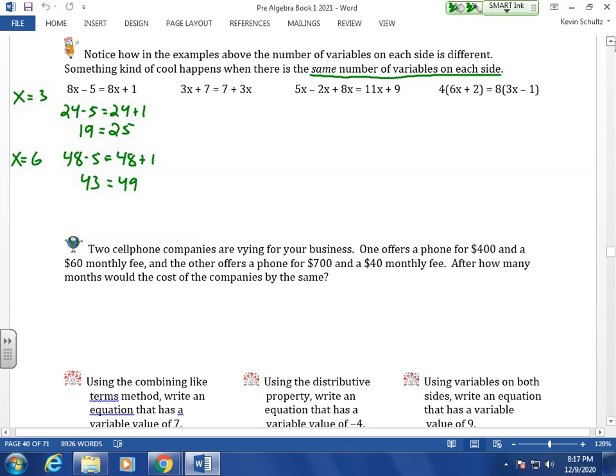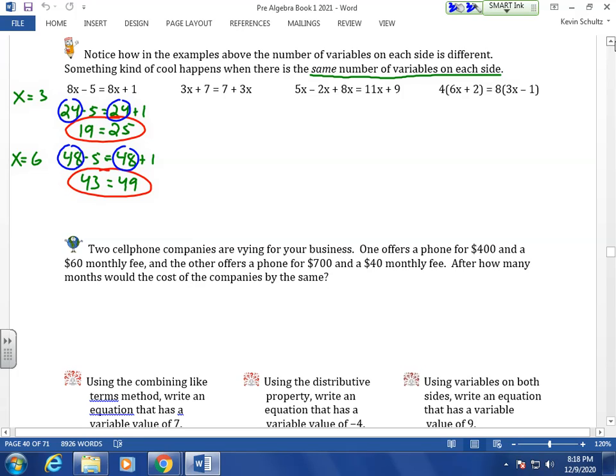Okay? And we could continue to test values here for the variable, and we would find that every single time, notice what's going on here, the right side is 6 greater than the left side. 25 is 6 greater than 19. 49 is 6 greater than 43. That's going to happen every single time. Because if you have the same starting number on both sides, 24 and 24, here 48 and 48, if on the left side you subtract 5 from that number, and on the right side you add 1 to that number, they're never going to be equal.